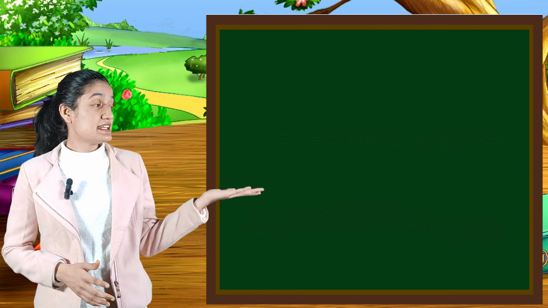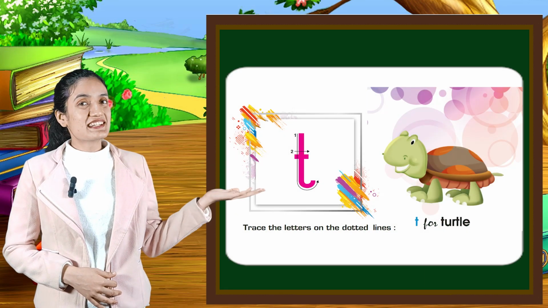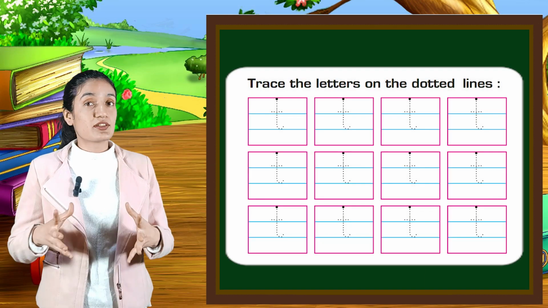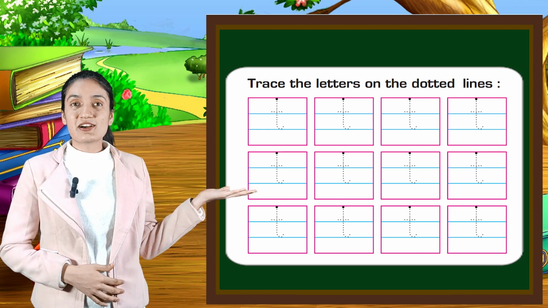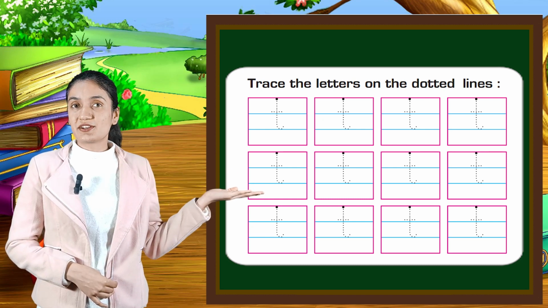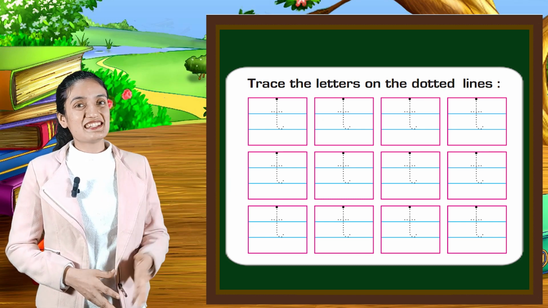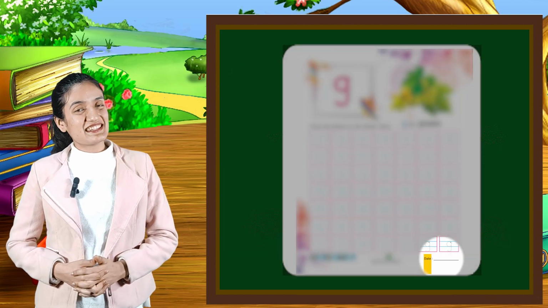Next letter is T. T for turtle. Trace the letters on the dotted lines. Can you see the dots? Yes. Join the dots making it T. And mention the date in the end.